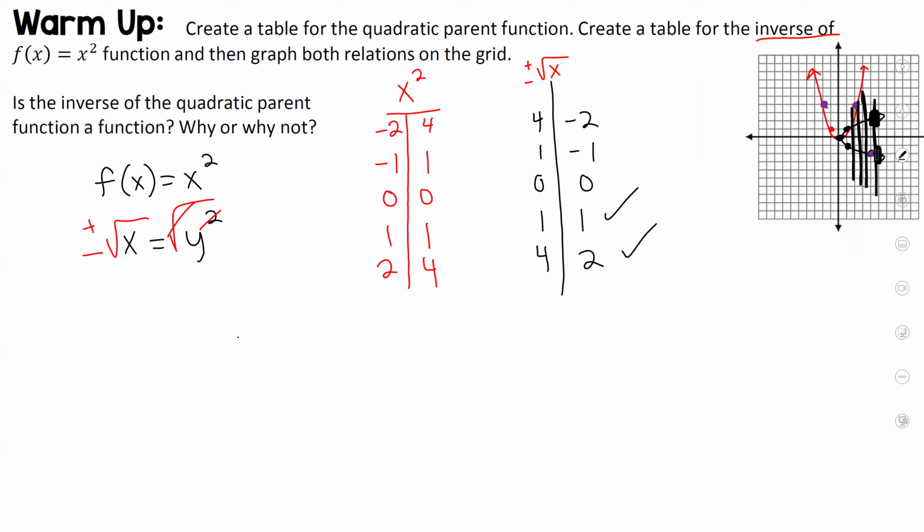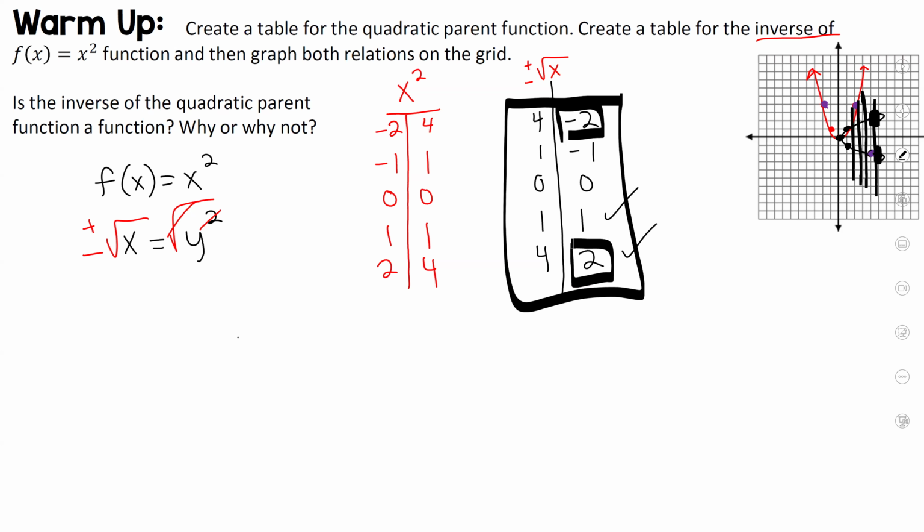Let's look at the table of the inverse. Do you guys see how 4 is both equal to -2 and +2? And how 1 is equal to both -1 and +1? That is not real life. Okay? You can't be 2 places at one time. X can't be 4 and -2 and +2. You can't be at Target and Walmart at the same time. Okay? So this is not a function. It does not work in real life.